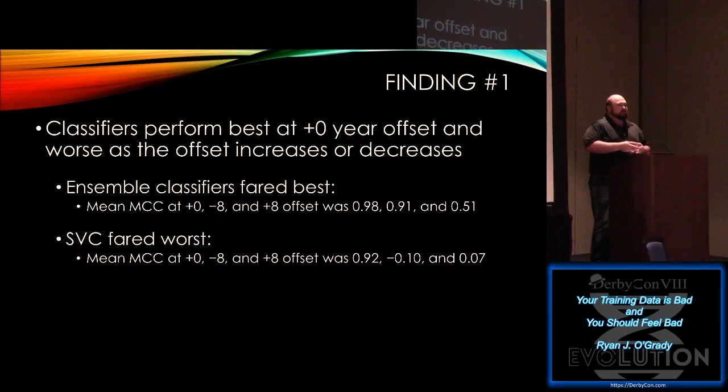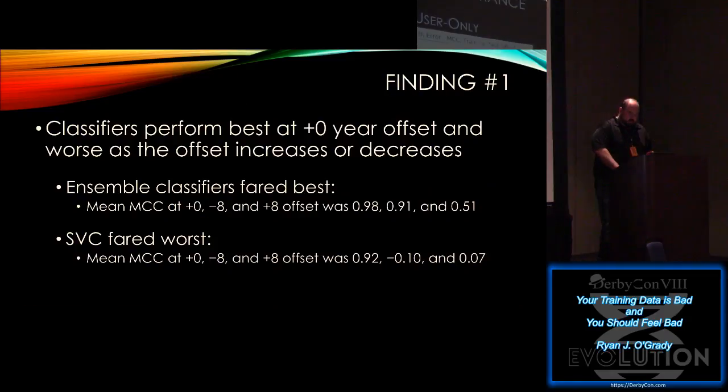The performance of different classifiers varies. Any of the ensemble classifiers tend to perform best. Those are things like random tree, gradient descent, anything that combines multiple classifiers into one and can have a bucket approach. SVC fared the worst. Its +0 offset performance was not bad, but it quickly approached 0 as you moved away from 0 offset.